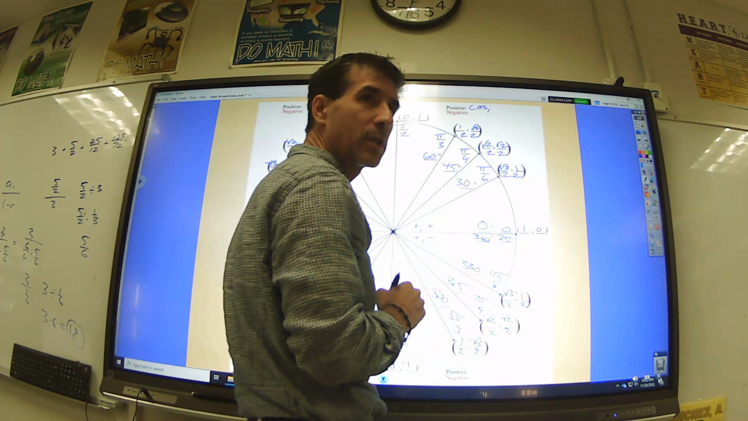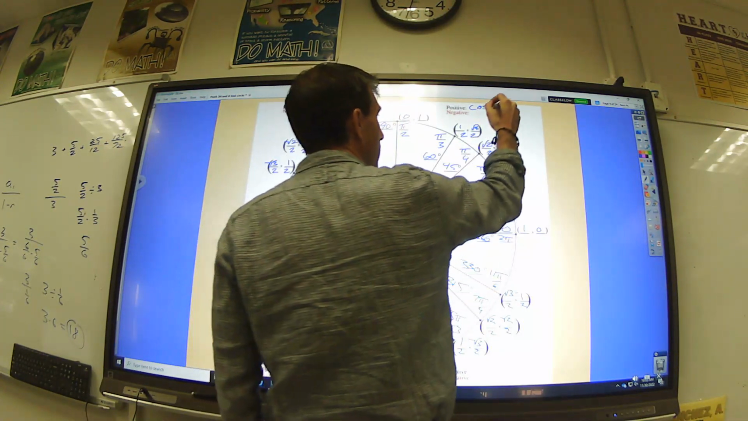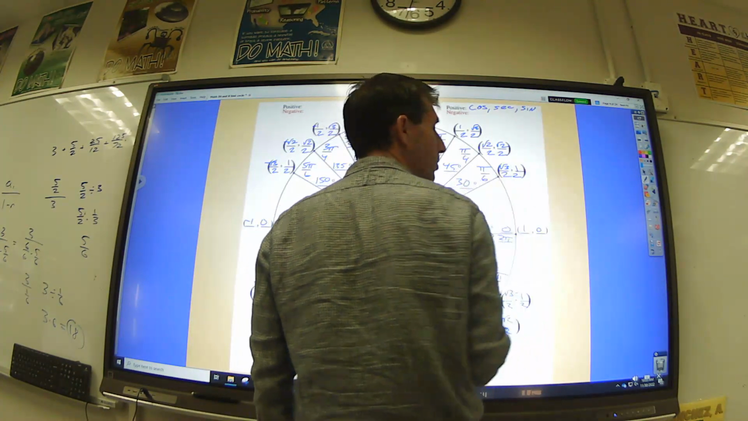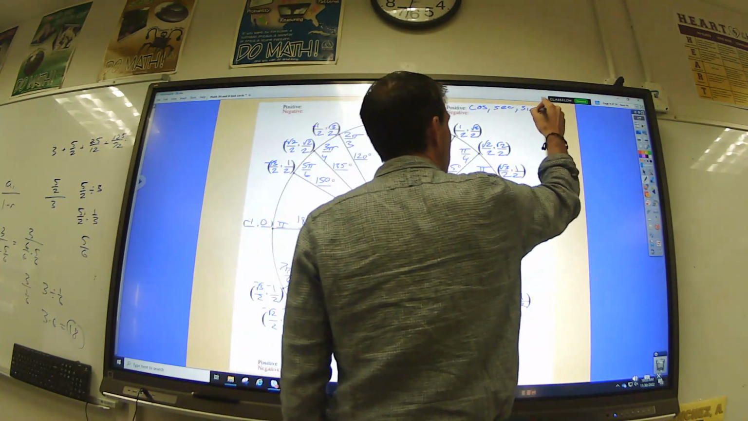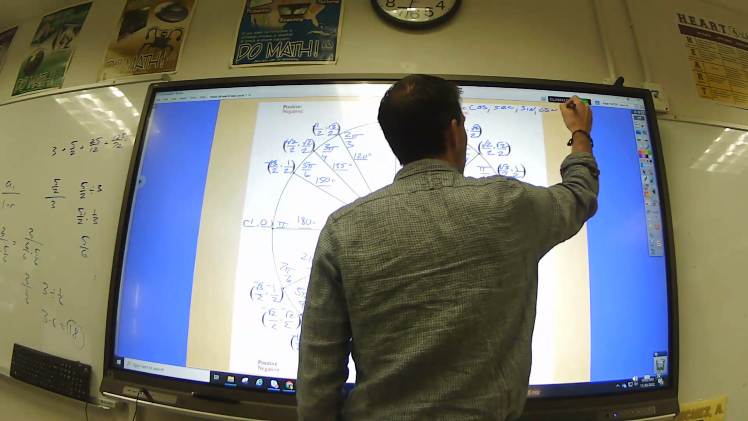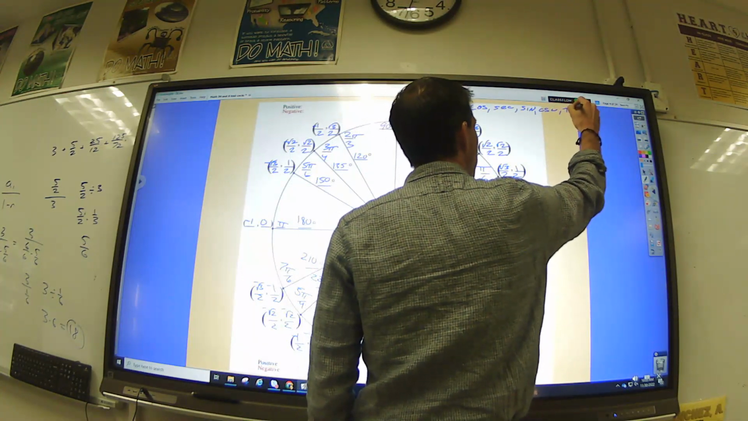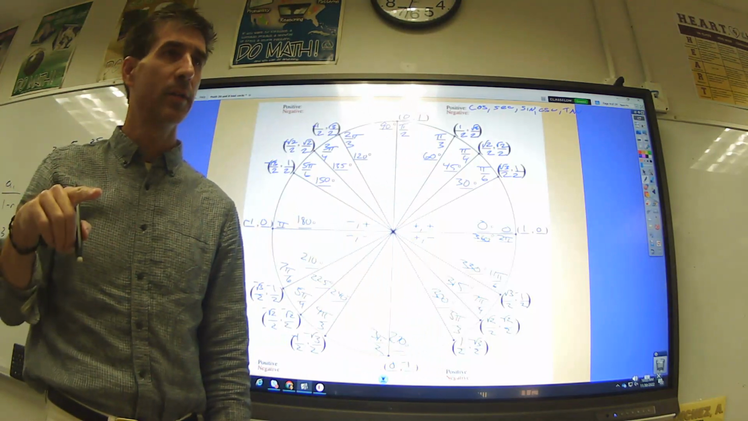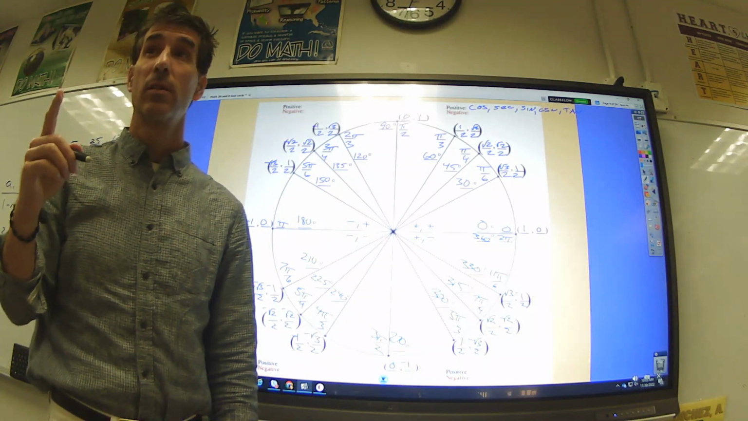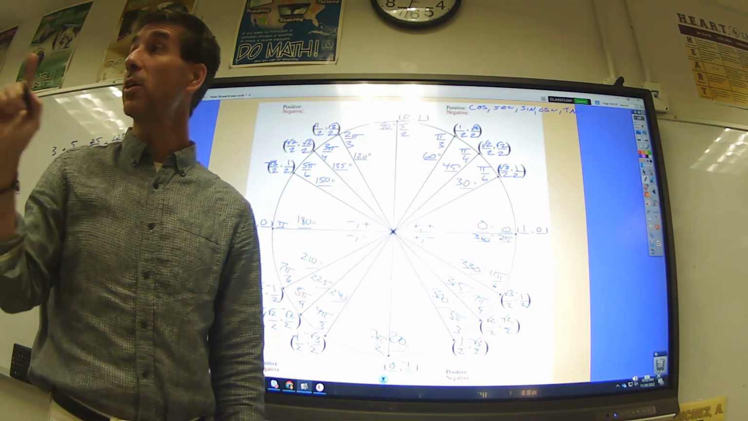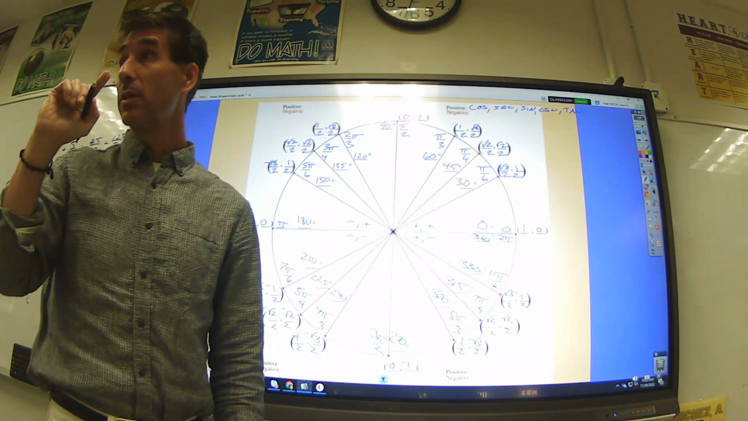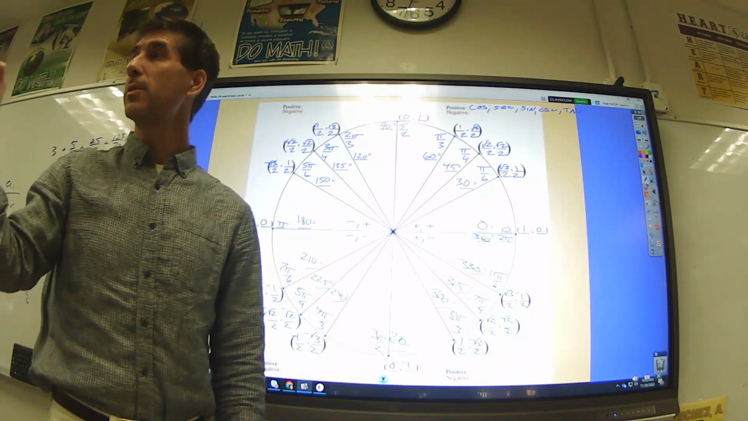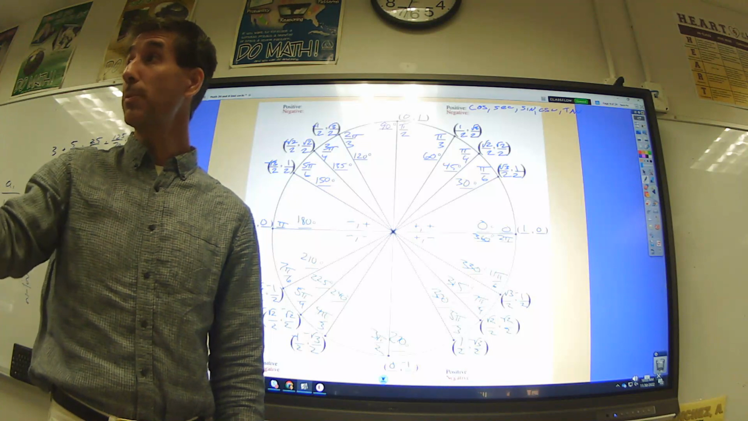What's the reciprocal of cosine? Secant. Sine is positive. What's the reciprocal of sine? Cosecant. And tan is positive too, because what's tan? What over what? Yes, but as far as sine and cosine go, it is opposite over adjacent.